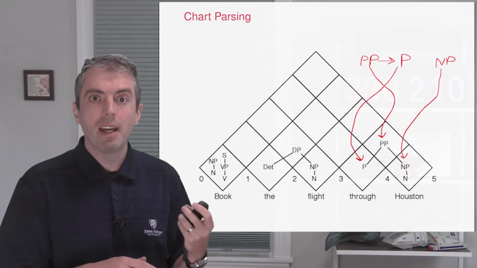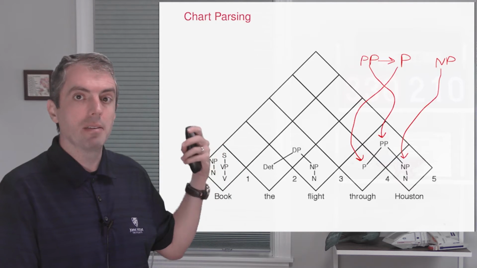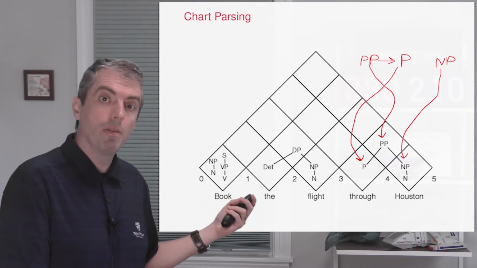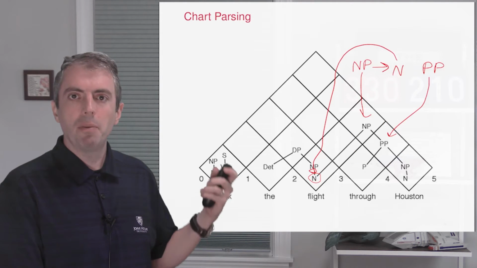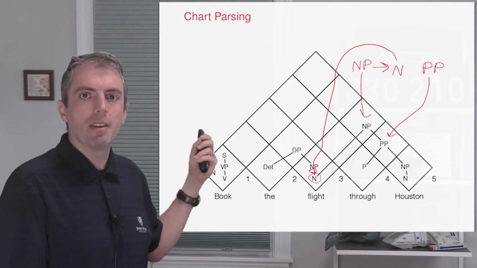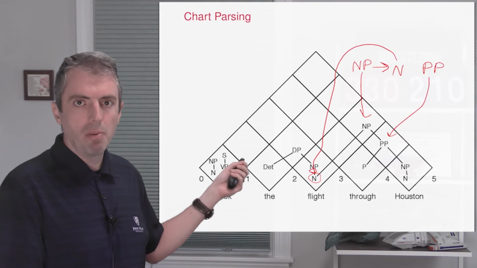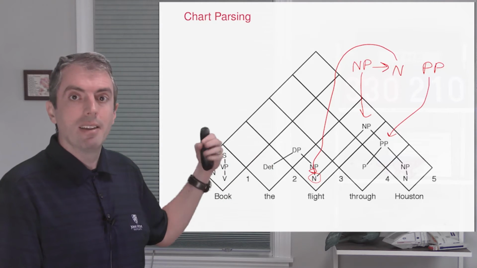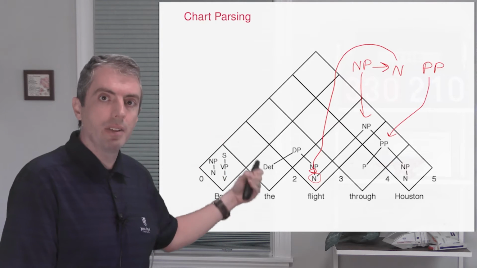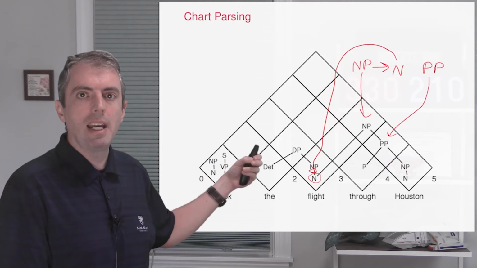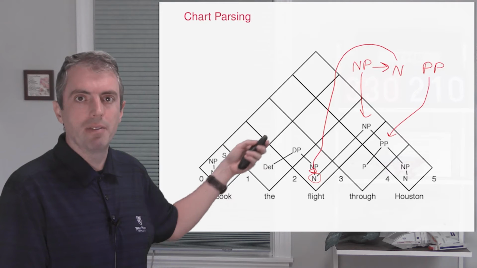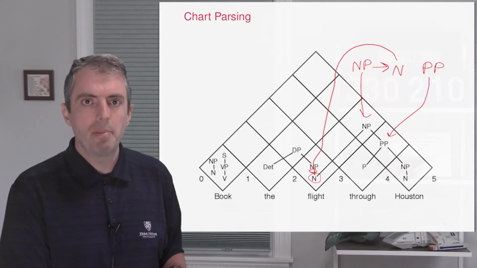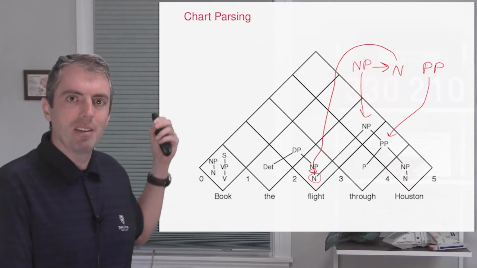You can put together either a span of length 1 followed by a span of length 2, or a span of length 2 followed by a span of length 1. For example, we have a span of length 1 that puts together the noun flight, span of length 1, and the prepositional phrase through Houston, span of length 2. This required us to have a pivot at position 3. The noun went from 2 to 3, and the prepositional phrase went from 3 to 5. So 3 was the pivot, the dividing line between the two subspans.